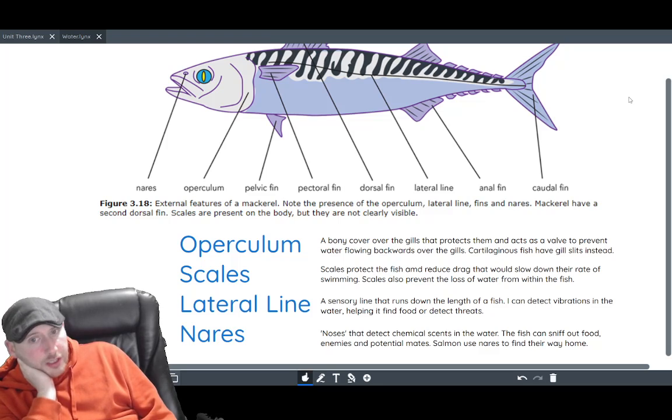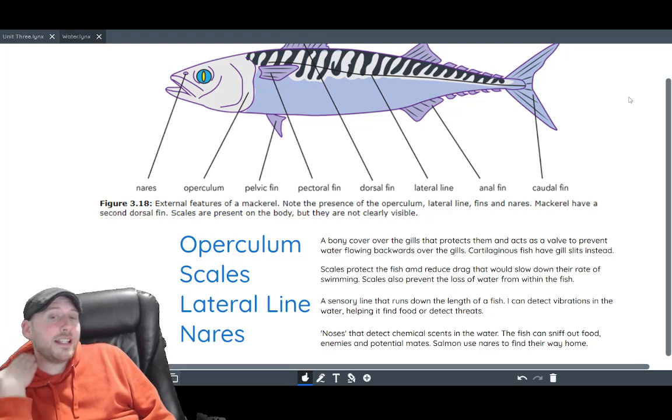Now, if you're a cartilaginous fish, which I still cannot say, one day I'll learn to say it properly, they have little slits instead. So often if you look at a shark, say, you'll see the gills a little bit more clearly because they've kind of got slits down their necks, or down their bodies, I suppose.